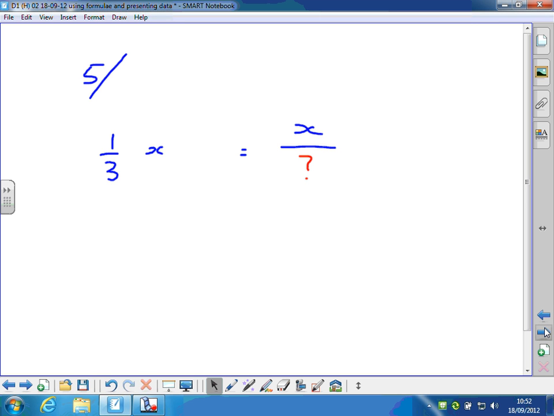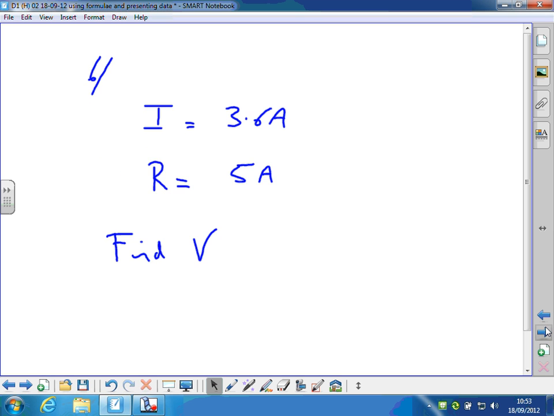Which we were talking about last week. 6. What I'm asking here is for the voltage, but I'm asking you to remember the formula that we had last week. I think it's important to remember some basic formulae, so I'm not giving you the formula. What's the voltage there?